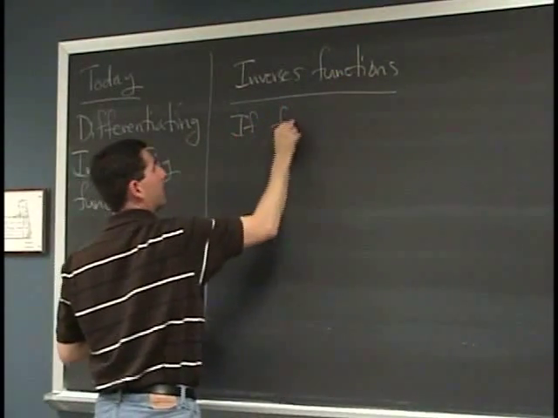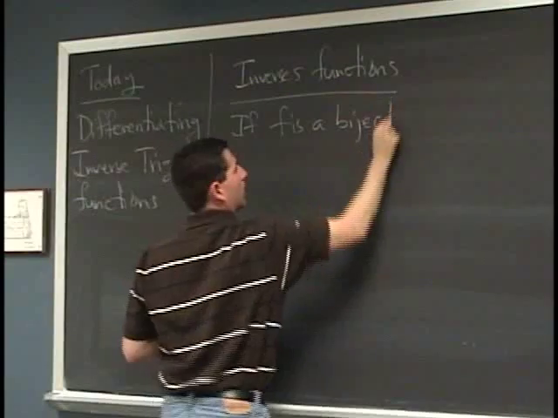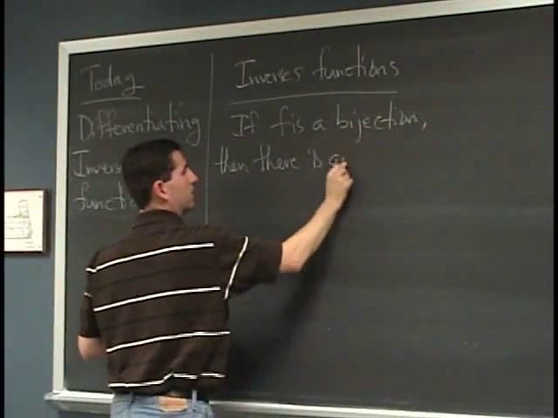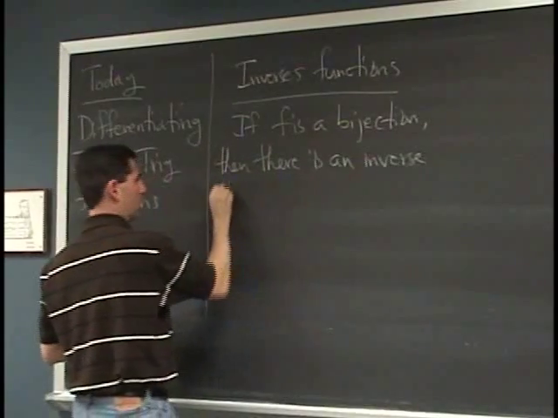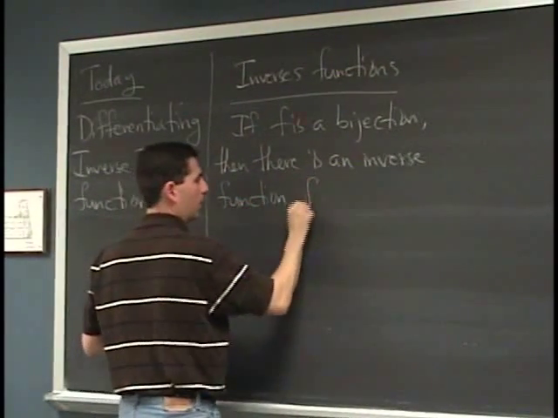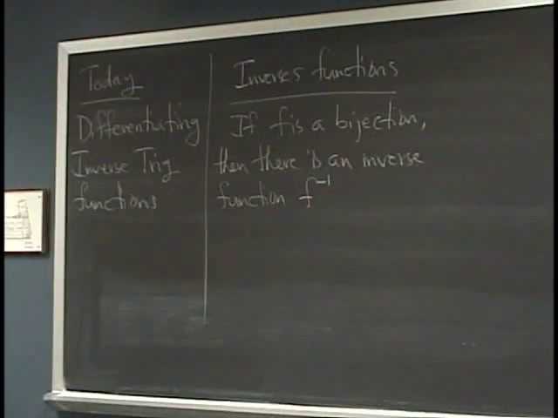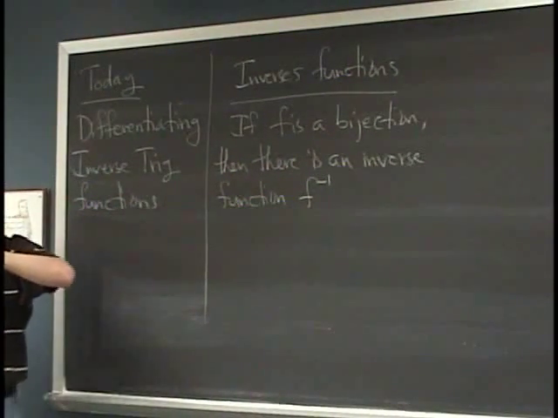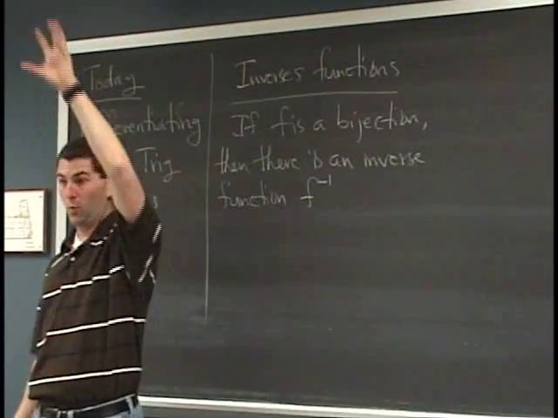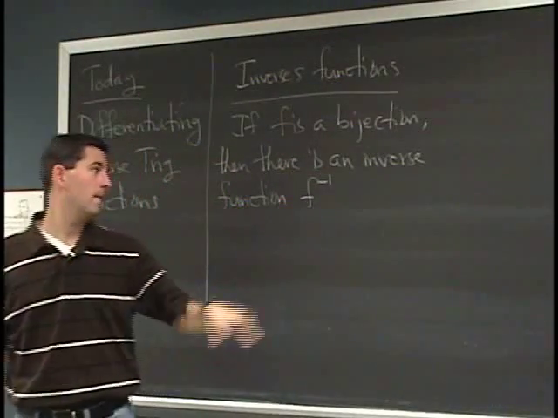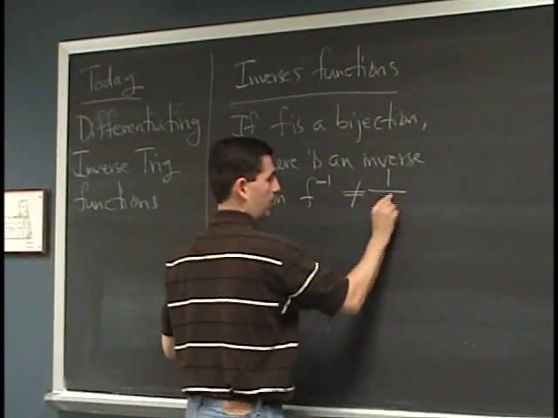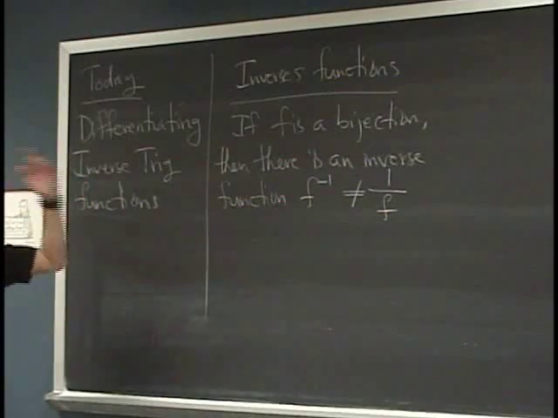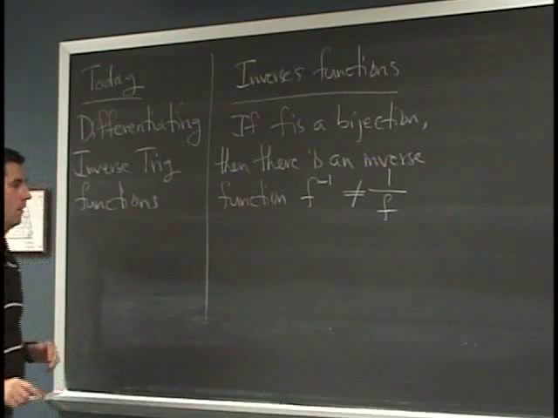So if f is a bijection, then there is an inverse function, which we write f to the minus 1. This is an abusive notation, because normally if I write something to the minus 1, I really mean 1 over it. If I write x to the minus 1, I mean 1 over x. This does not mean 1 over f. So this is confusing notation, but it's standard notation. I'm not going to change it. Okay, fine.